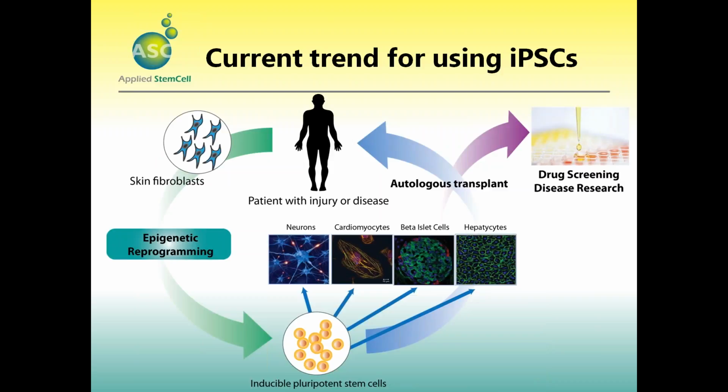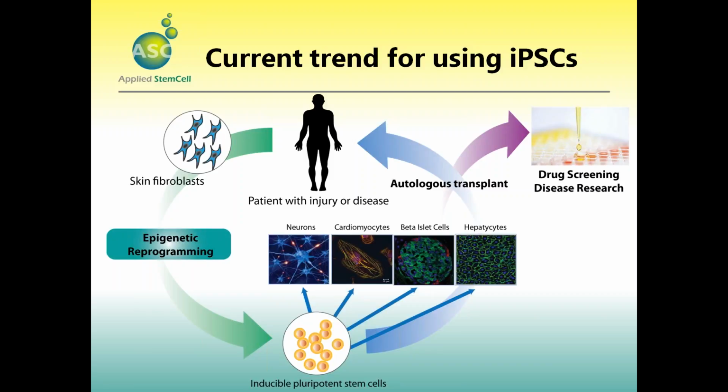So most of you have probably already seen a similar figure like I show here. The idea is that we obtain biosamples such as skin or blood from patients with injury or disease. The samples, for example, fibroblasts, can be reprogrammed into iPS cells. At this stage, the iPS cells can be genetically modified and further differentiated into different lineage cells, such as neurons, cardiomyocytes, beta islet cells, and hepatocytes.